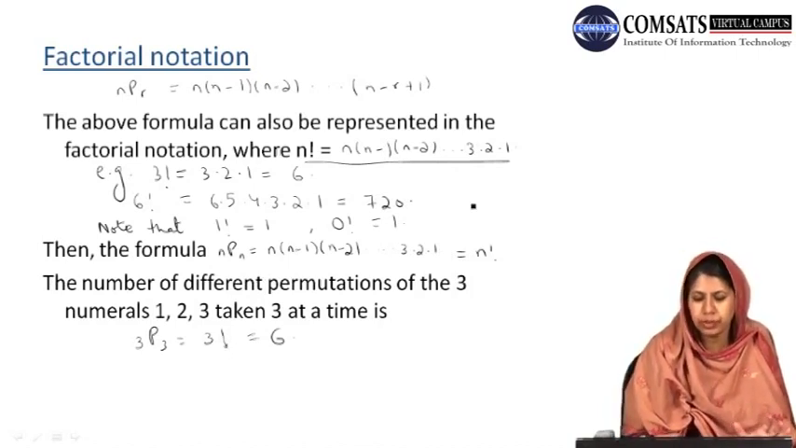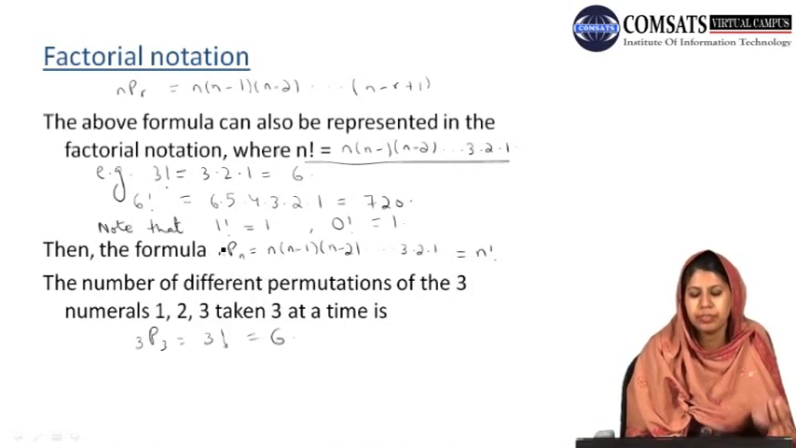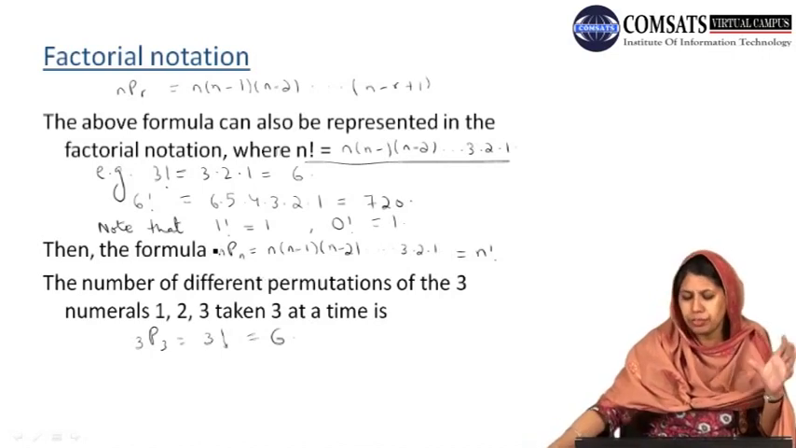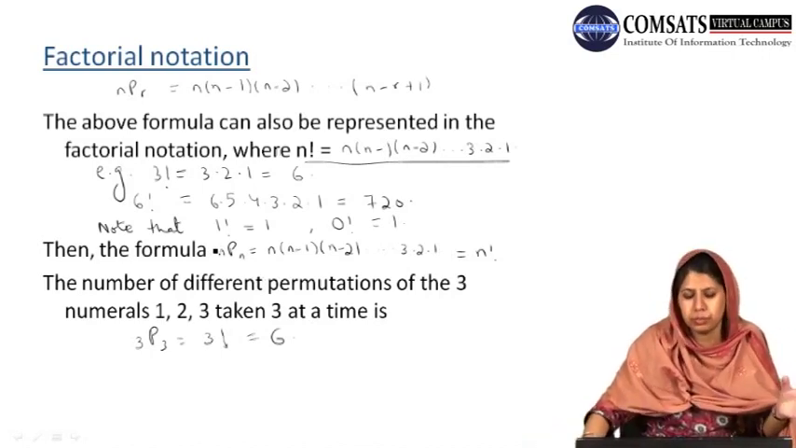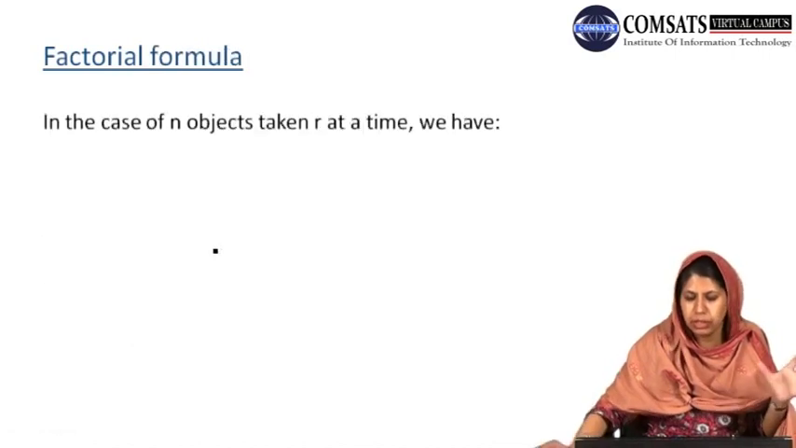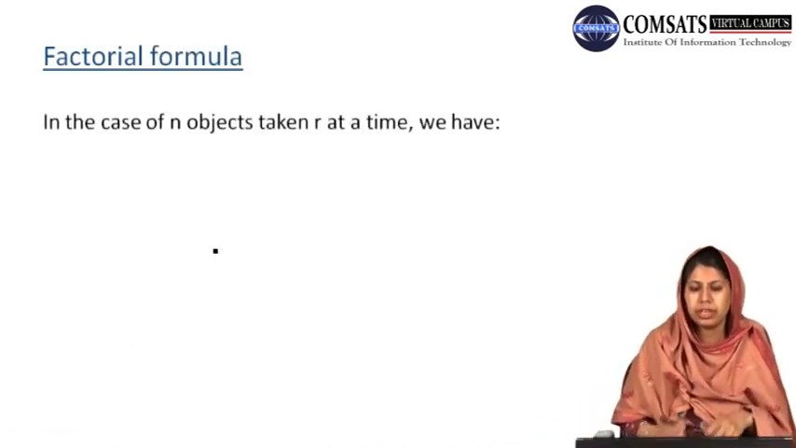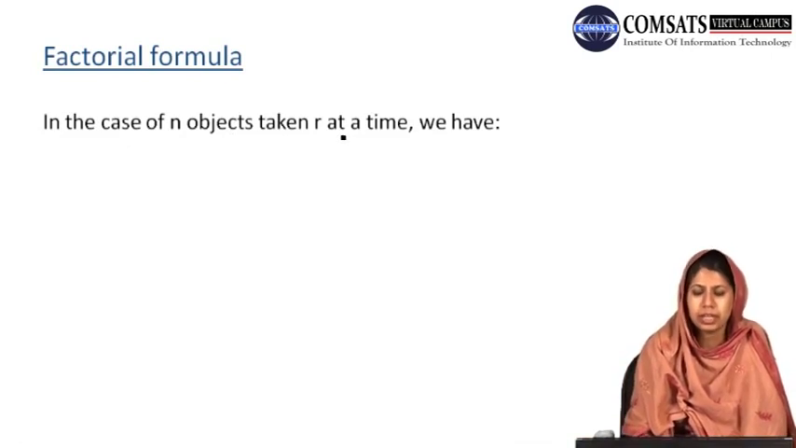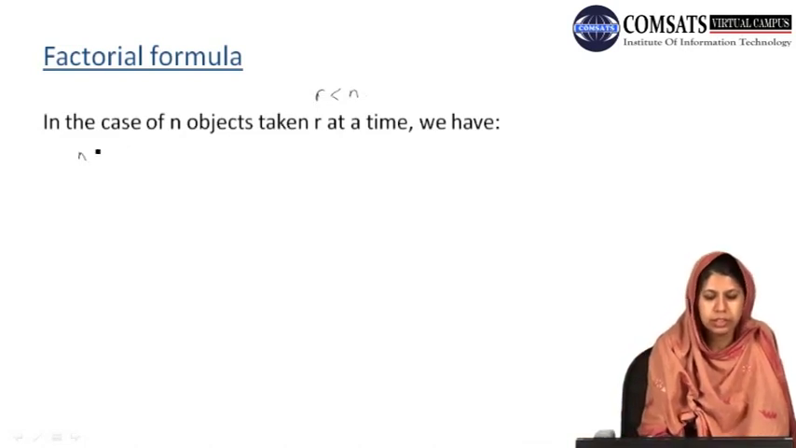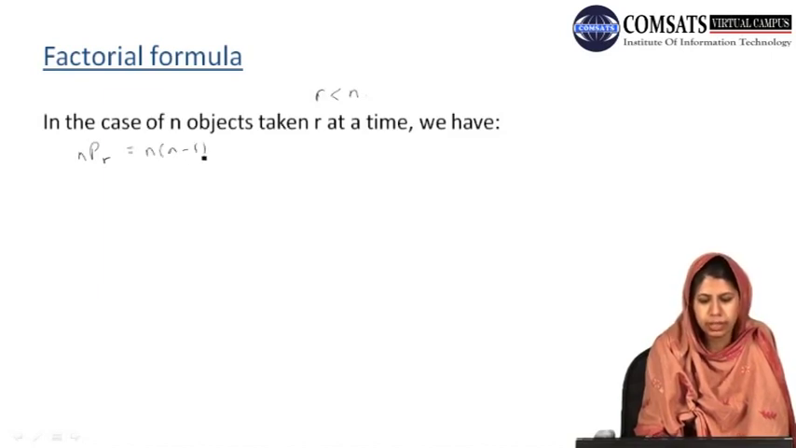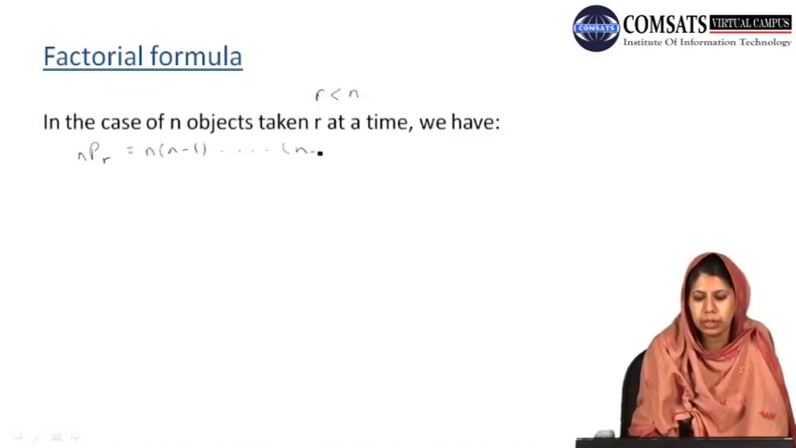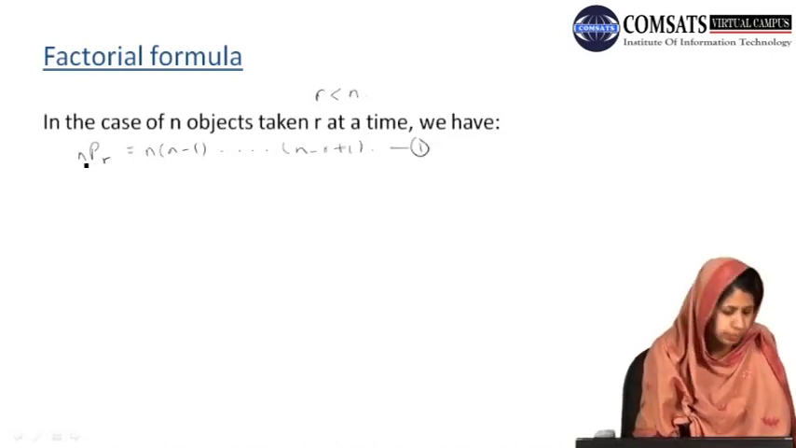Okay, this was the factorial formula for nPn, that is when we have taken all the objects from the given objects. But if we are taking fewer objects from the given objects, that is the factorial formula for nPr, where we are given n objects and we are taking r at a time, where definitely r is less than n, then this formula nPr is n into n minus 1 and going up to n minus r plus 1. Fine, we call this equation 1.